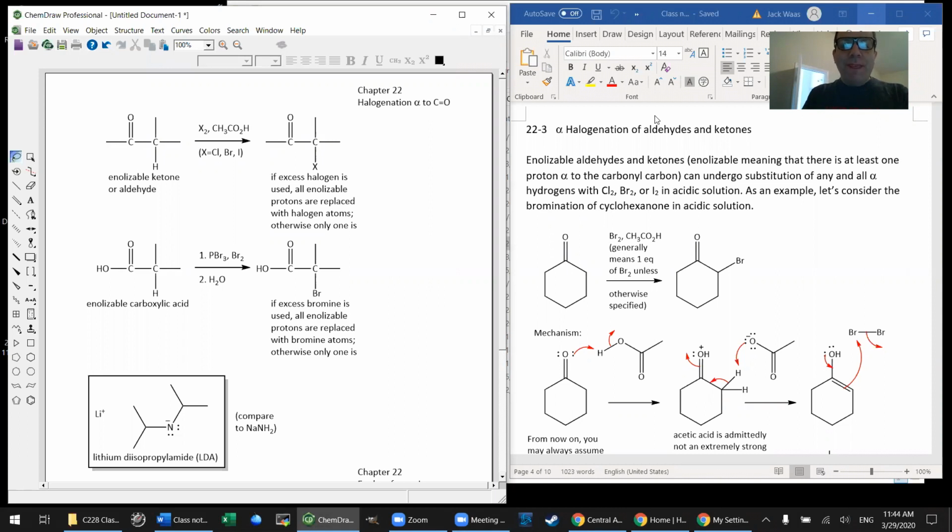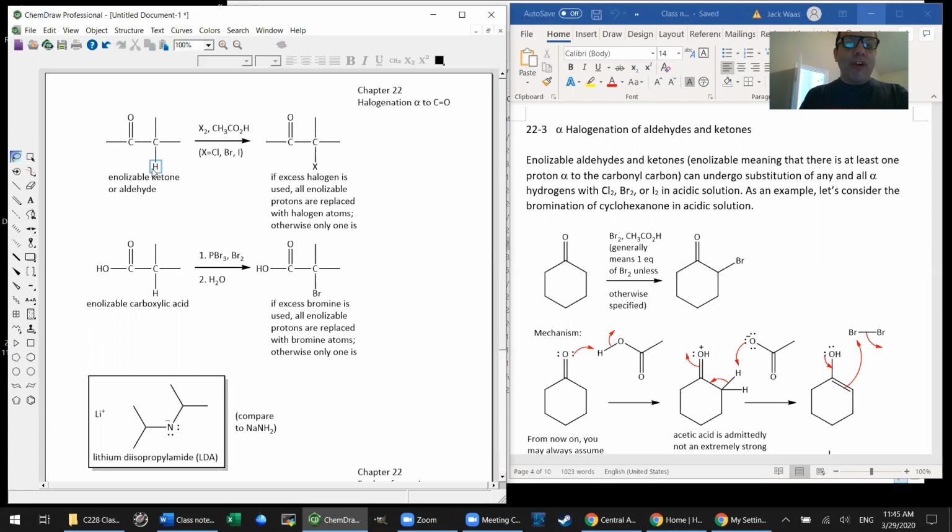Welcome back, everyone. Let's continue on in chapter 22 with our discussion of reactions that occur on the alpha carbon to carbonyl carbons. I'd like to go over halogenation at that position, meaning replacing one of the alpha hydrogens with a halogen atom. And then I'd like to just start to get into the topic of forming enolates and what we can then do with the resulting enolate, such as alkylation reactions. And we'll leave the rest until a future video.